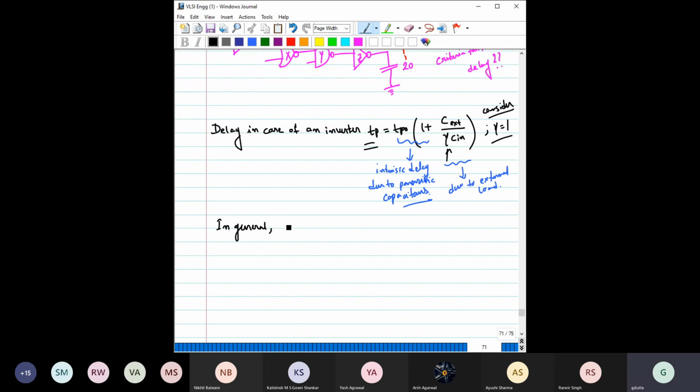In general, we can write this delay. Let's say we are saying this delay as D. We can write delay is equal to P plus F. Now, what is this P? P is the parasitic delay, or intrinsic delay. So this P is basically the first part. And what is this F? This F we will call the effort delay or stage delay.